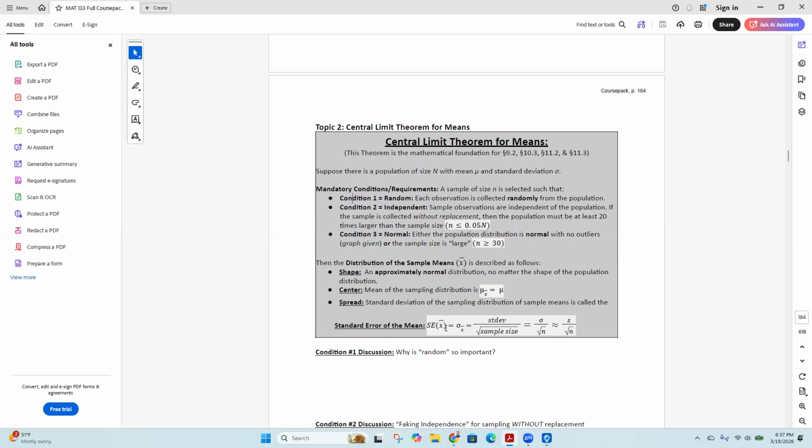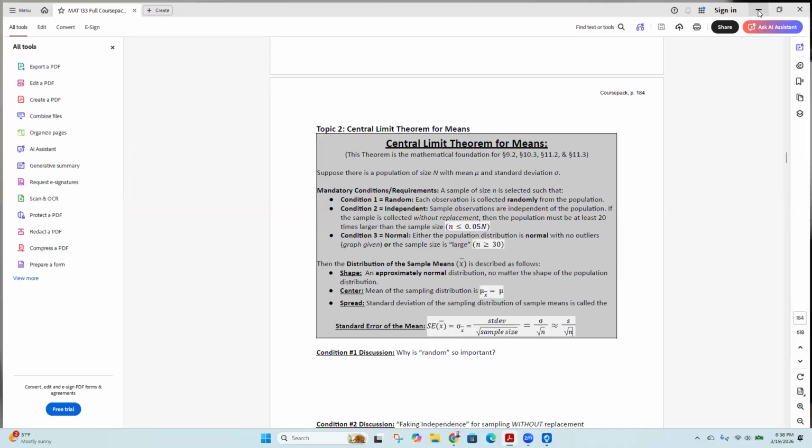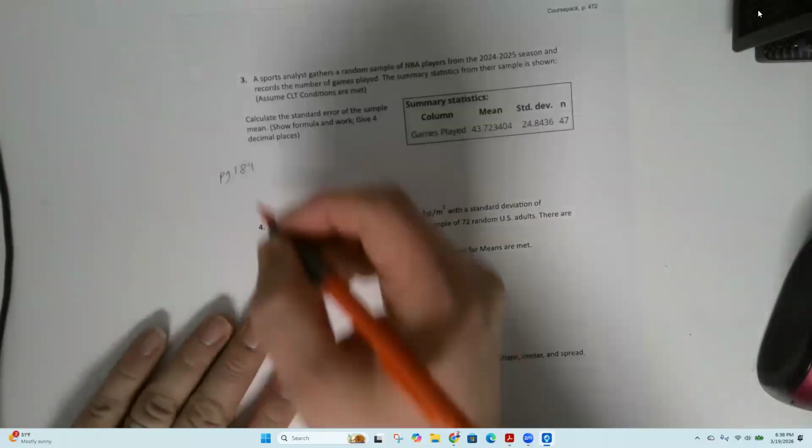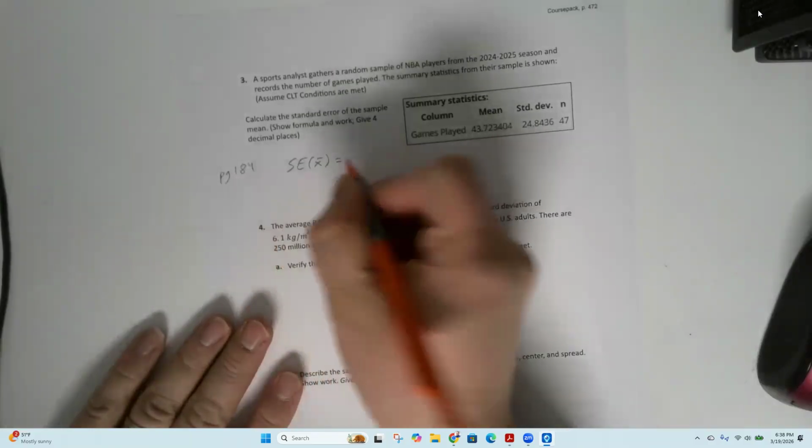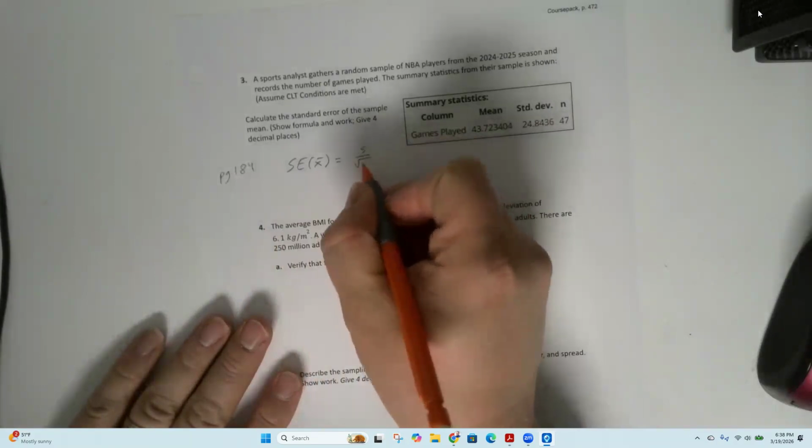But for question number 3, the thing that I need is this formula down here. This is the standard error. This is the spread of the sampling distribution. And the formula is right here. It's SE x-bar. I don't know if that helps you memorize it, but SE x-bar. And all of this is confusing. Really what it is, it's the standard deviation divided by the square root of your sample size. So I'm going to write this on page 472, question number 3. So SE x-bar is S divided by the square root of n.